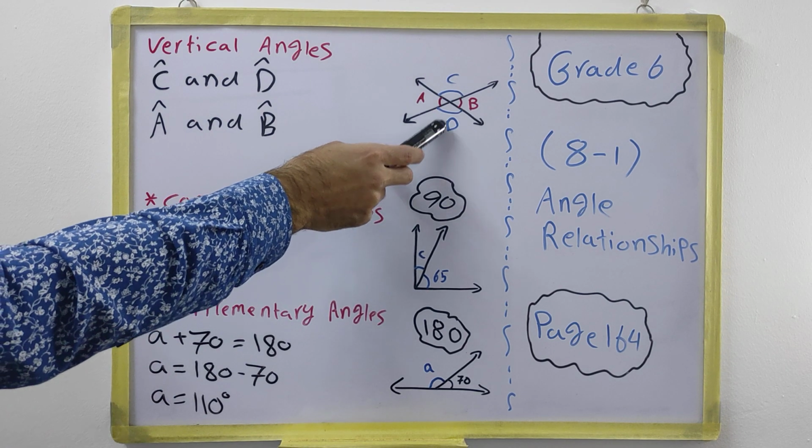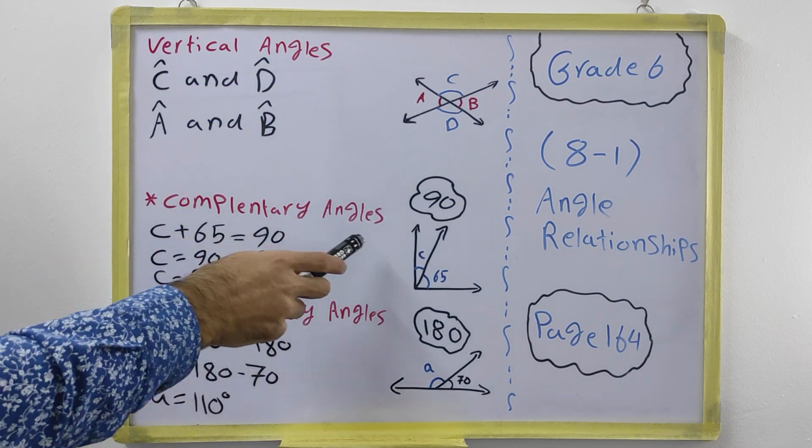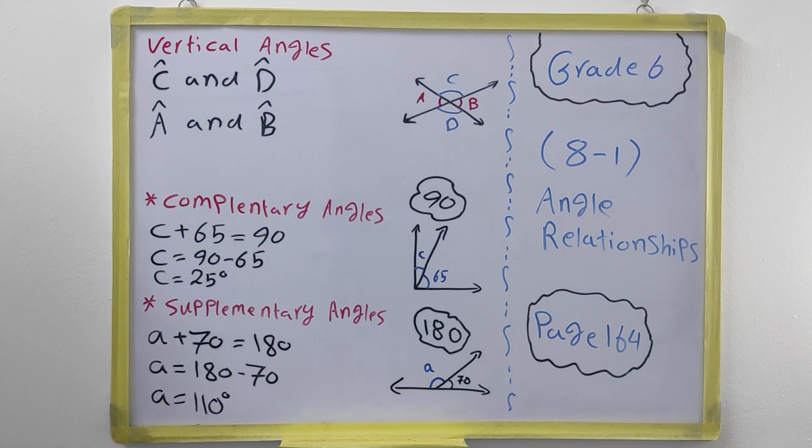And for the vertical angles, we just need to know which angles are opposite each other. That's how we decide vertical angles, and that's how we find complementary angles and supplementary angles. That's all about this section.